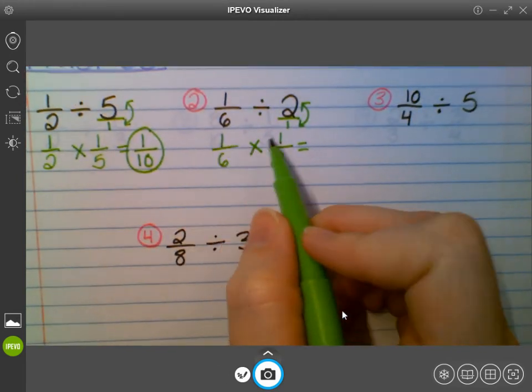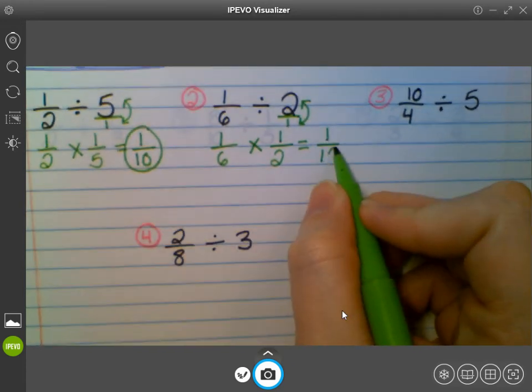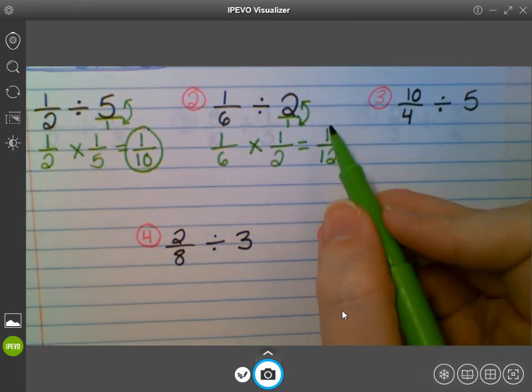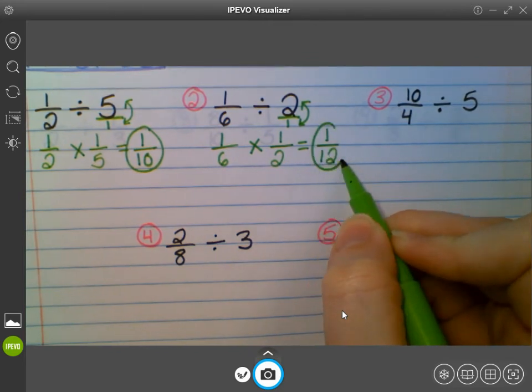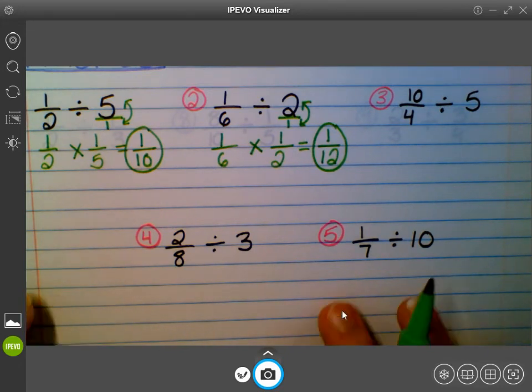So 1 times 1 is 1. 6 times 2 is 12. 1/12. And can I simplify this anymore? No. So my answer is 1/12. Raise your hand if you got 1/12 as your answer for number 2. Ulysses, book away. Awesome. Nice work. Now we have number 3.